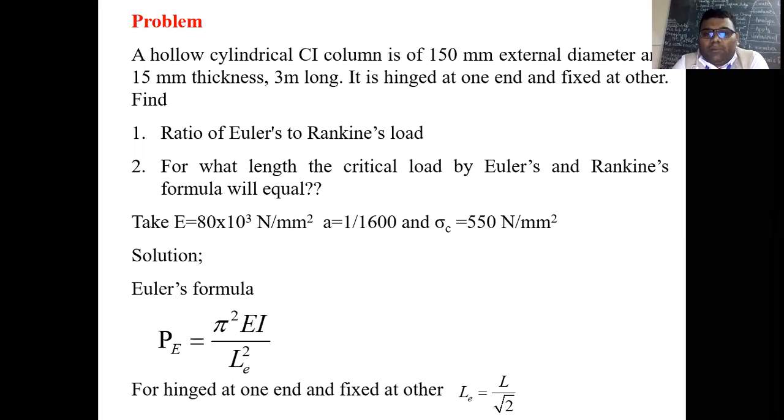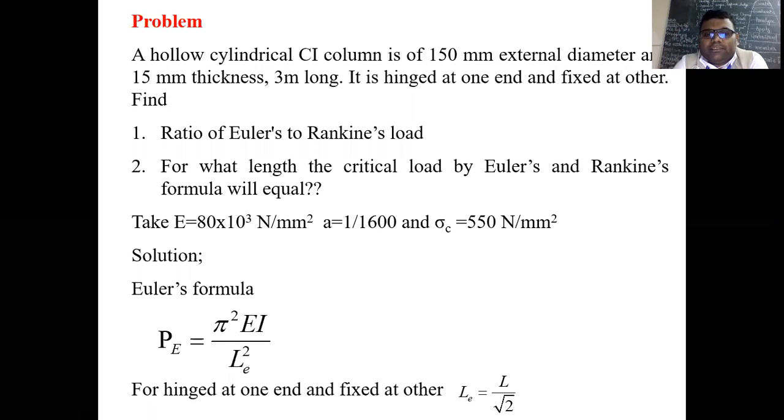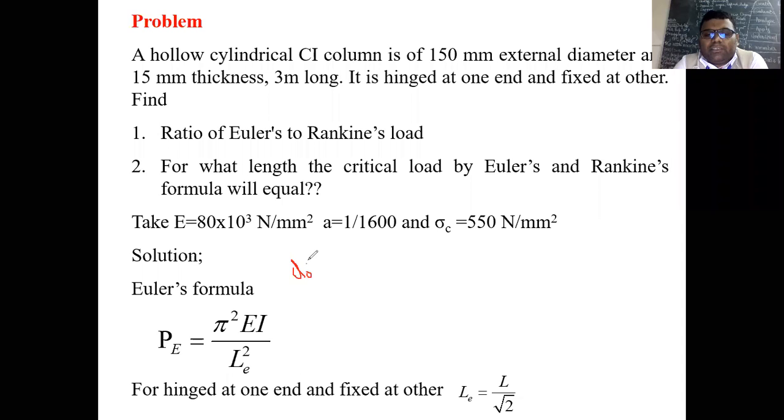So cast iron column of the external diameter, if we say d outer, is 150 mm. And the thickness, suppose t is the thickness of the hollow column, is 15 mm. Okay, so thickness is 15 mm.